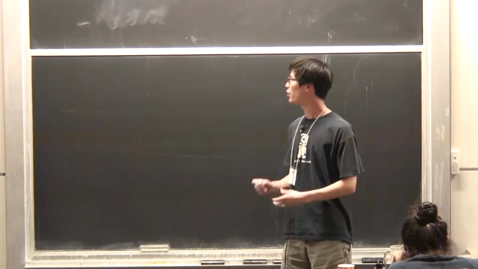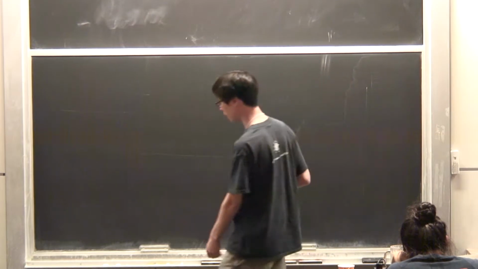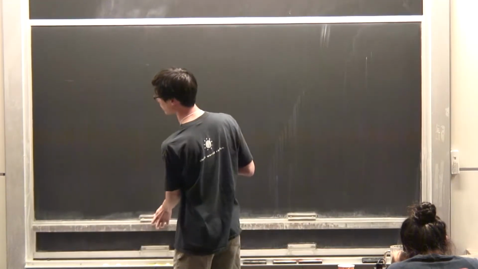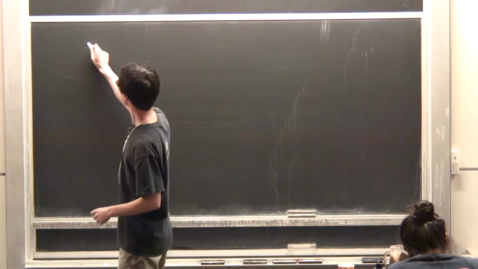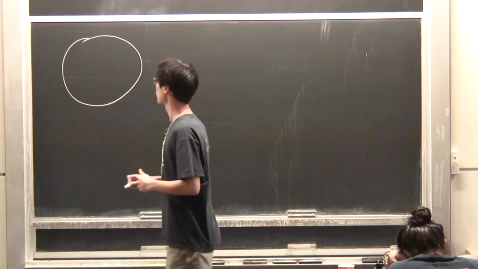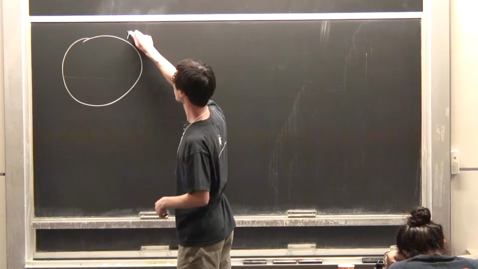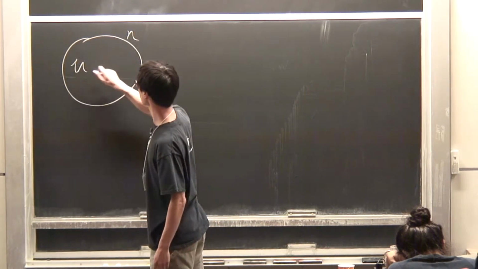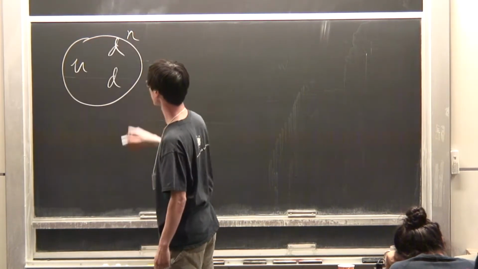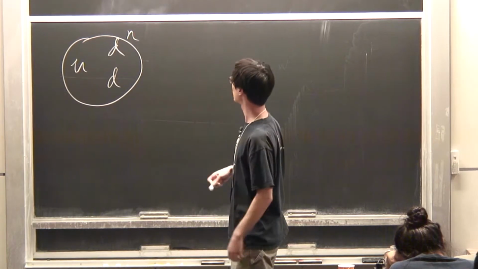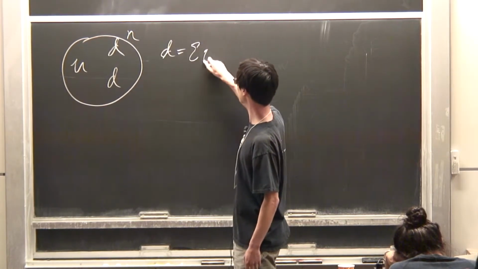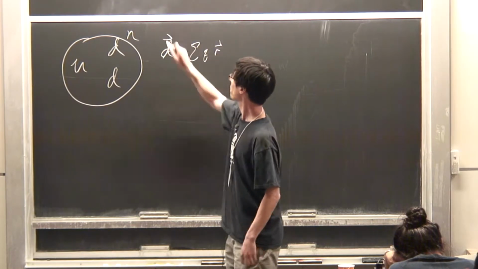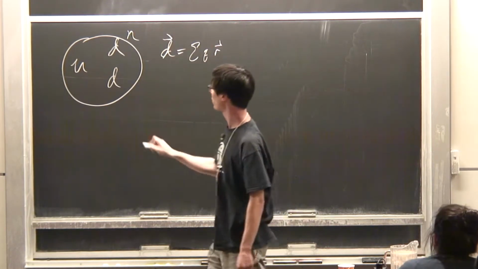All right, so the strong CP problem is essentially just: what is the neutron EDM? So let's do this classically. Classically, this is a neutron. It has an up quark, a down quark, and a down quark in it. And the dipole is just the sum of charge times distance, right? And so I drew it roughly like this.